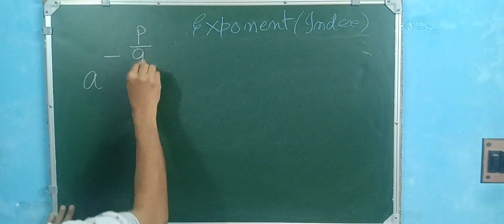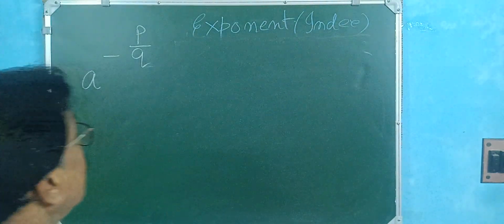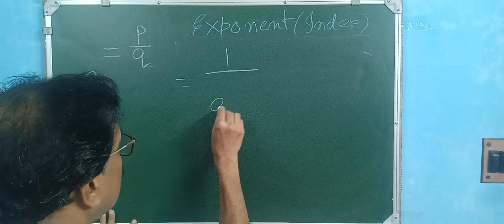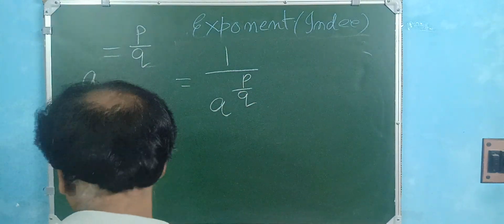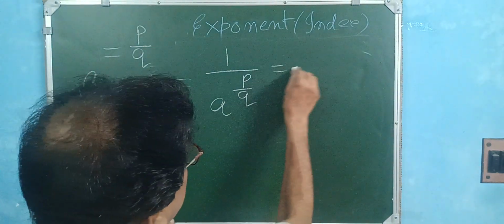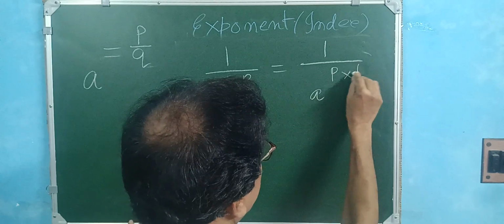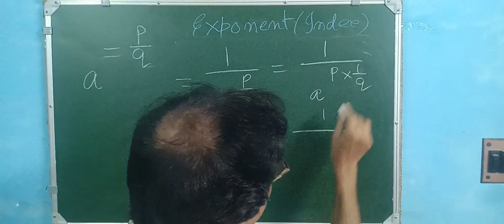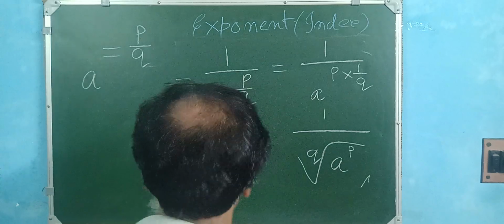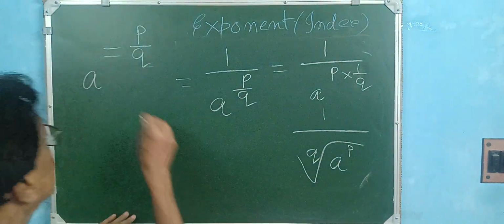Now this is the first one, a to the power minus p by q. Clear? First, if this is minus, that is 1 by, so 1 by a to the power p by q. First you write that. Clear? Now this p by q actually means p into 1 by q. Don't panic. 1 by cube under the root cube, and this is a to the power p. Okay? This is the thing. Under the root a to the power p. Concept clear?